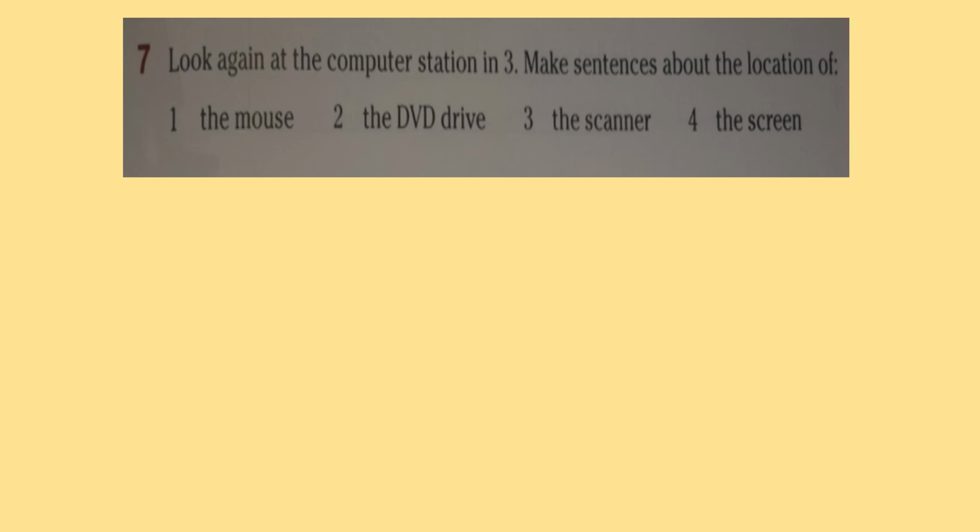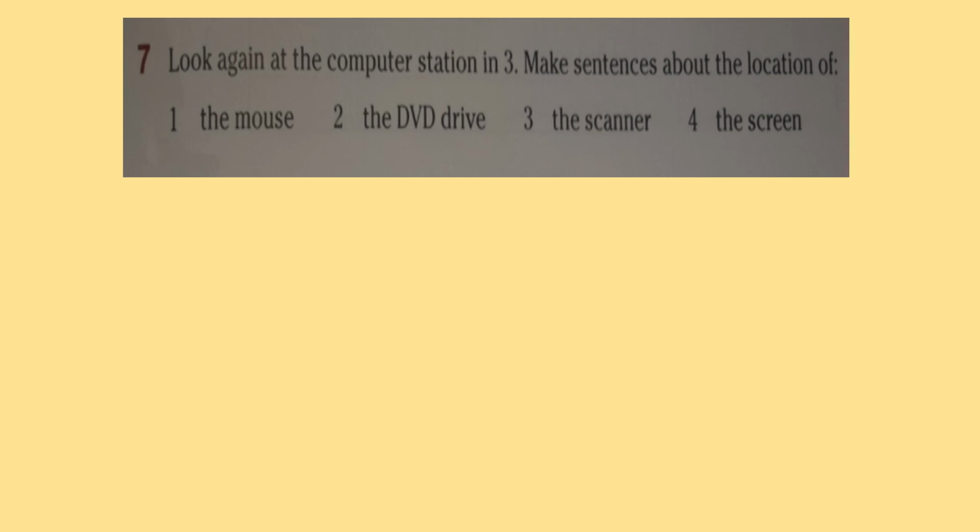In exercise 7, you need also to look again at the computer station. In 3, make sentences about the location of 1. The mouse, 2. The DVD drive, 3. The scanner, and 4. The screen. Okay, so pause the video as usual. Try to think of the answers and come back later.